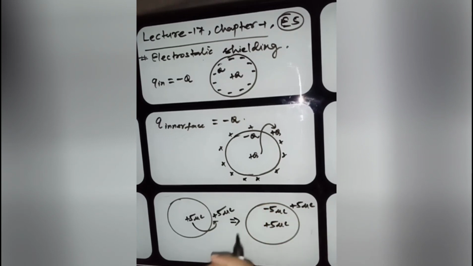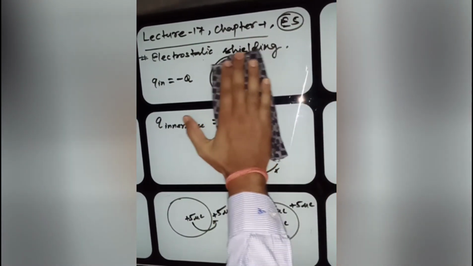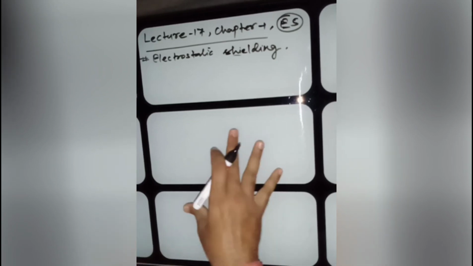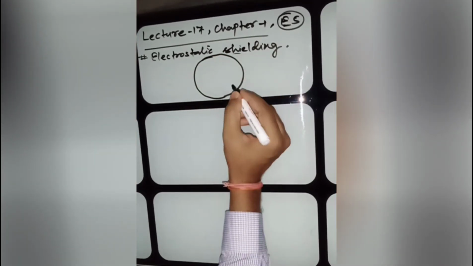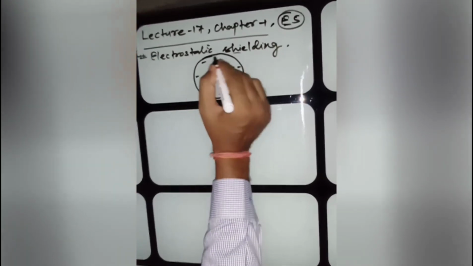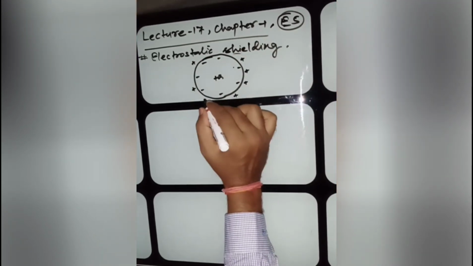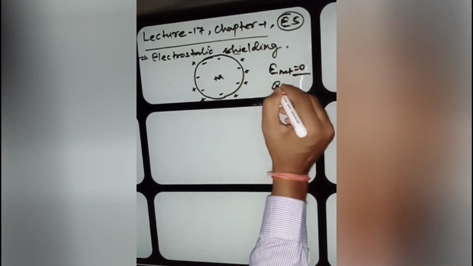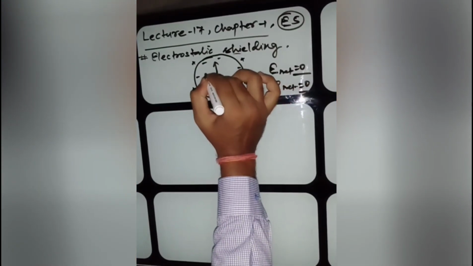Remember, student, the next point: the net charge and net field inside the conductor being 0 doesn't mean that there will be no electric field lines. What I'm telling is, this is the conductor, and this is plus Q. Of course minus charge will be induced at the inner surface of the conductor, and the plus charge on the outer surface. Here E net will be 0, no doubt, and Q net will be 0, no doubt. But there will be electric field lines, from positive to negative, in this way.